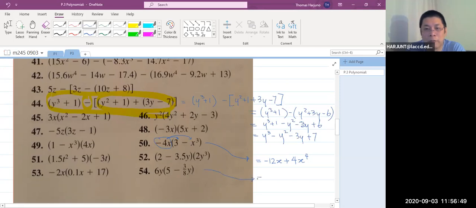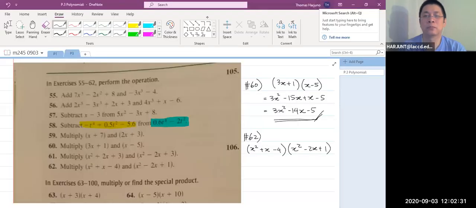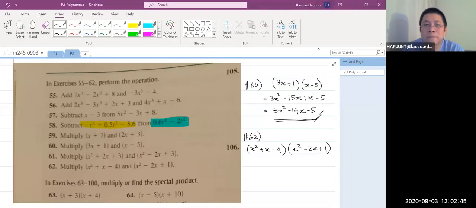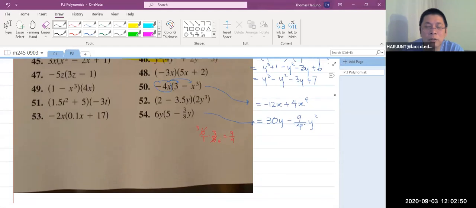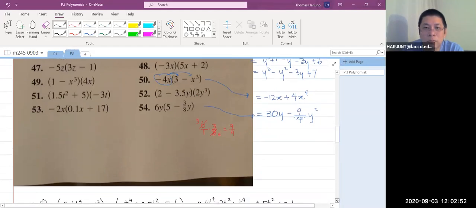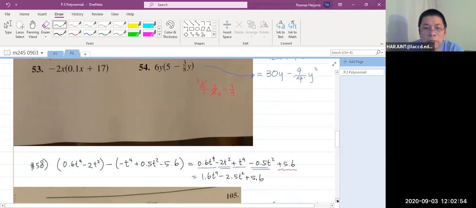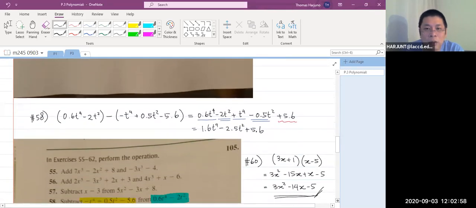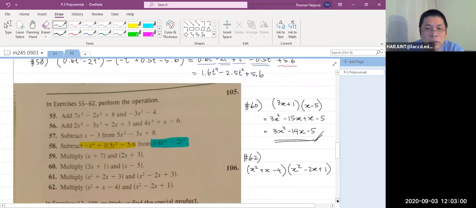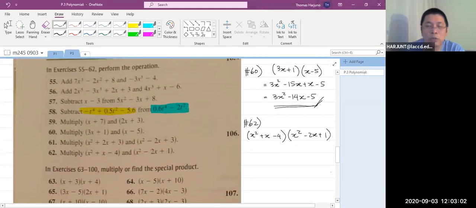Because they have fractions there, so you need to know how to deal with fractions. Okay, let me give you maybe 30 seconds for this. Oops, I forgot to record it earlier. Am I done with this? Yeah. And then for number 58, and number 60. Now work on number 62.